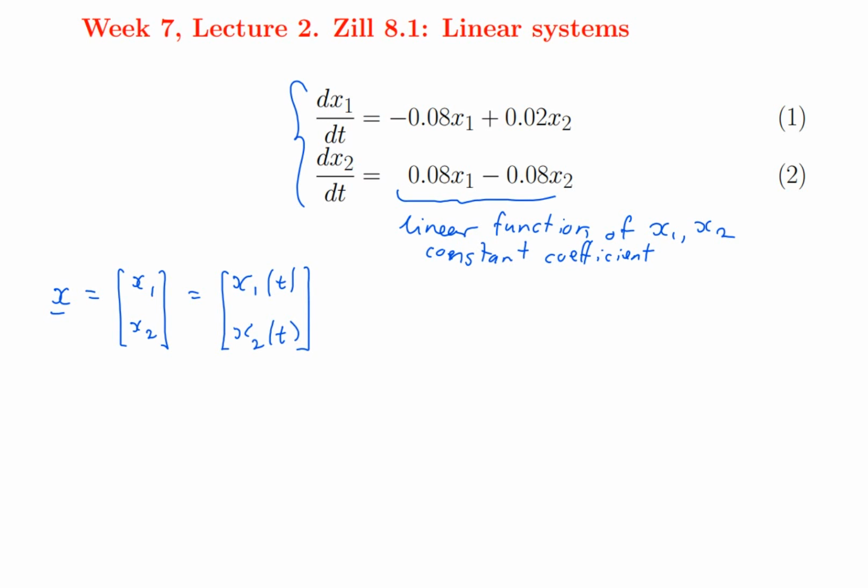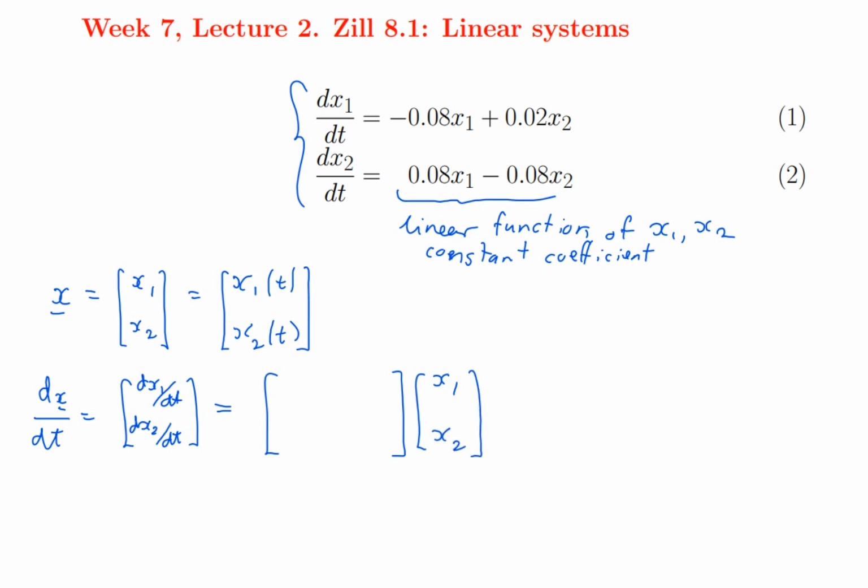Now you can differentiate vector functions. You just differentiate each component, and you get another vector function. Well, dx1/dt, dx2/dt, that's the left-hand side. What about the right-hand side? I'm going to write this as a matrix times a vector.